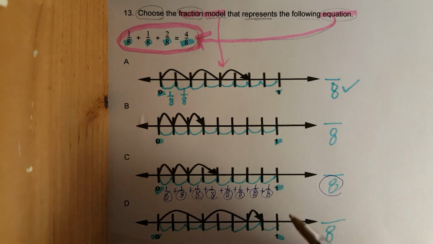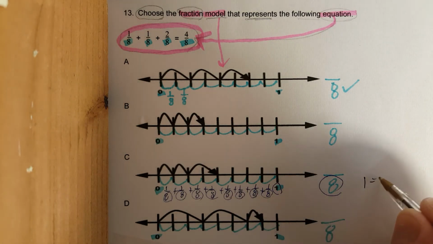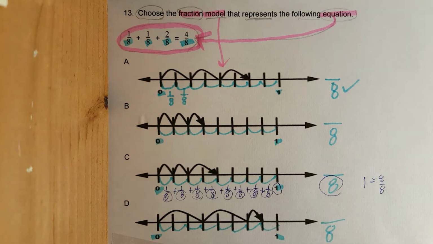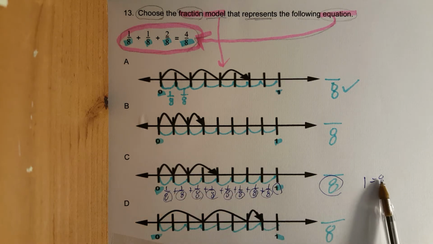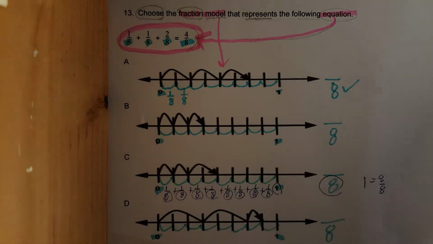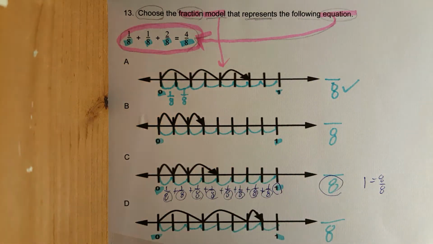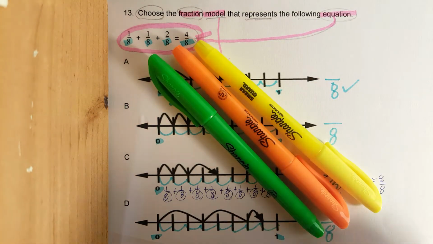If we get all the way here to 1, it should be this 1 equals 8 over 8. Let's see. 1, 2, 3, 4, 5, 6, 7, 8. 1 plus 1 plus 1 plus 1 plus 1 plus 1 plus 1 plus 1 is 8 ones. So we end there. Okay, now that that has been established, bye-bye pen, bye-bye pink, bye-bye pencil, let's bring out the three colors.